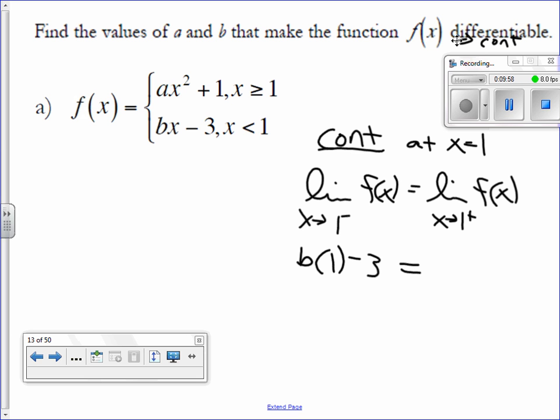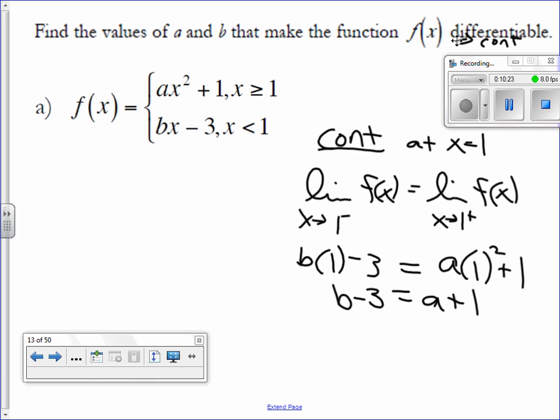That has to equal the right-hand limit. How are we going to get that one? We're going to plug 1 into the x of the top branch. So it's going to equal a times 1 squared plus 1. Let's see, we have b minus 3 then would have to equal a plus 1.